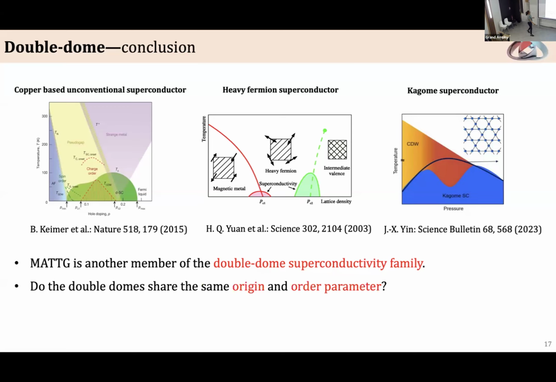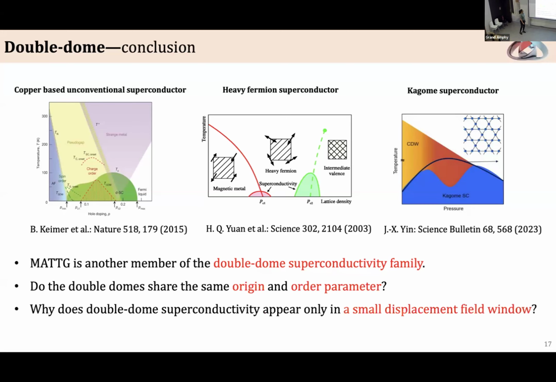And whether it shares the same or a different order parameter, we don't know. As I said, we tried doing some quantum oscillation measurements, but we are still not successful. If we could do it, it would be great. And why does this double dome superconductivity appear in a small displacement field window? This is something that we still don't know. Okay, with this, I would like to continue.